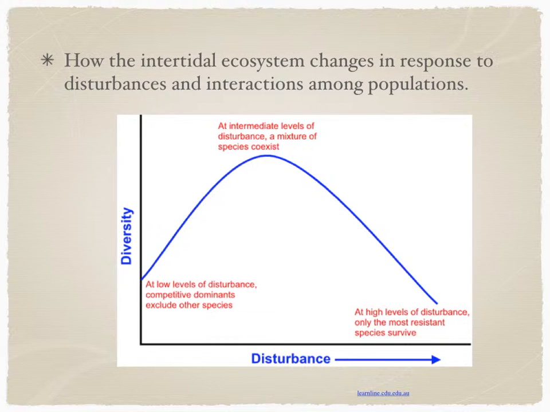With an intermediate level of disturbances, their populations are limited, allowing other species to exist. To sum this up, too much disturbance creates an unstable environment, and only the most resistant species survive. Therefore, the biodiversity is low. Too little disturbance allows competitive dominant species to exclude other species, again, making the biodiversity low. An intermediate level of disturbance allows a mixture of species to coexist in the intertidal.